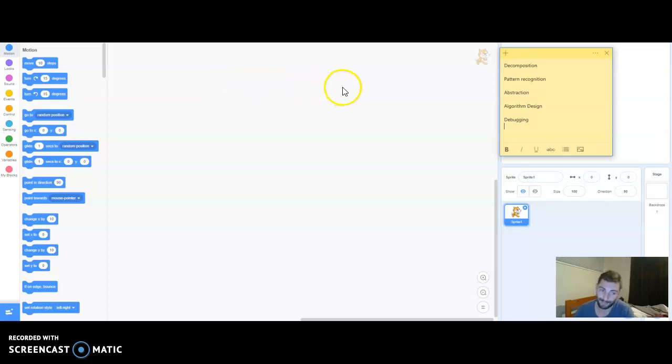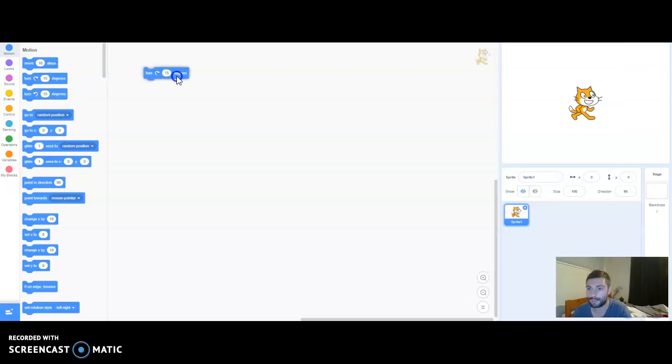We know that it's a shape, but if we break down a square using decomposition, we know that it has 4 sides and 4 angles. 4 sides and 4 angles make a square. So we're going to use angles. We're going to draw lines to make sides, so we're going to need steps.